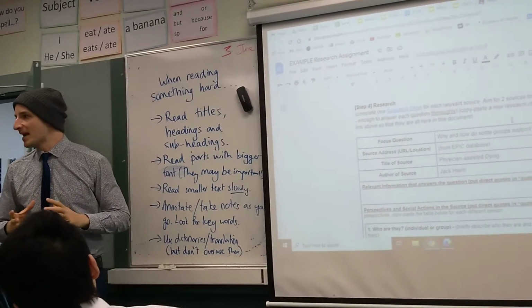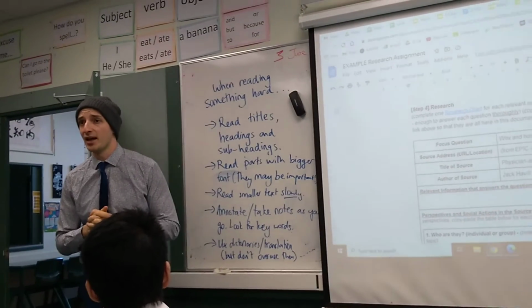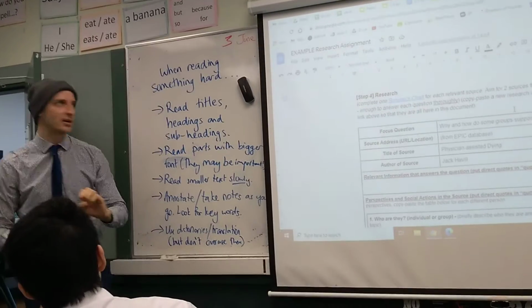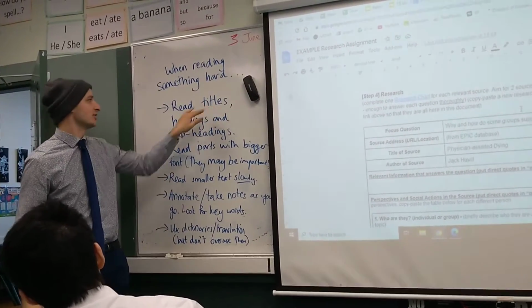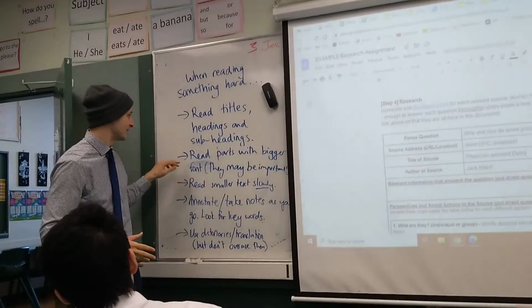Firstly, in order to make something unfamiliar make sense, you have to make it more familiar. And to do that, you have to figure out how is it structured, how are the ideas ordered, are there images, who's writing it, and so on. So look at the titles, the headings, and the subheadings first, just like we did yesterday with that document.